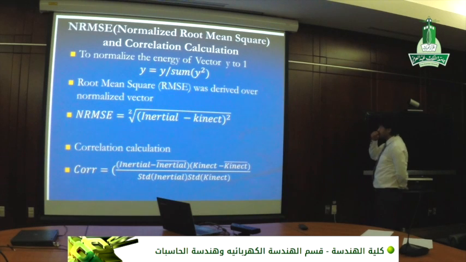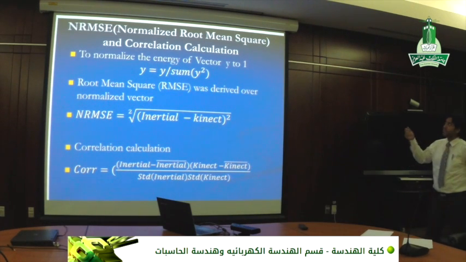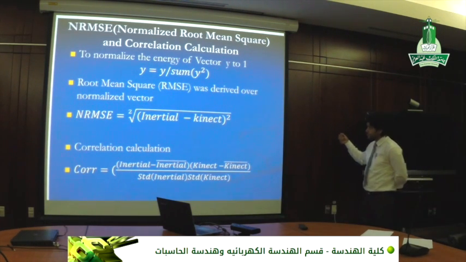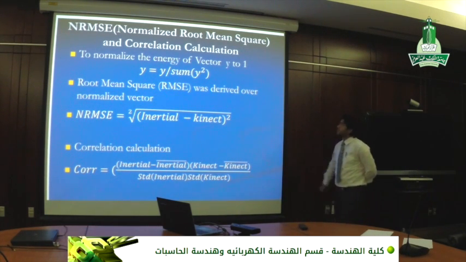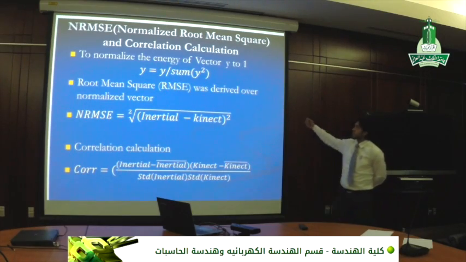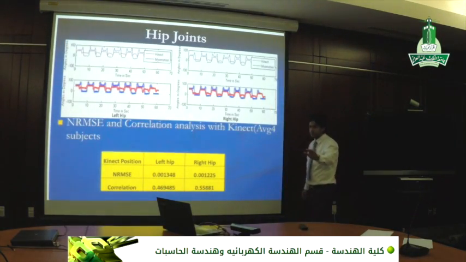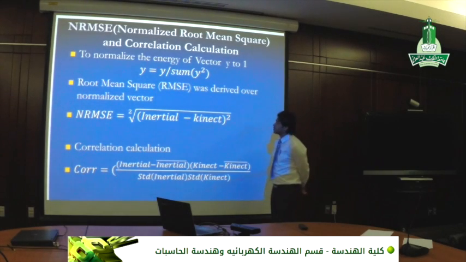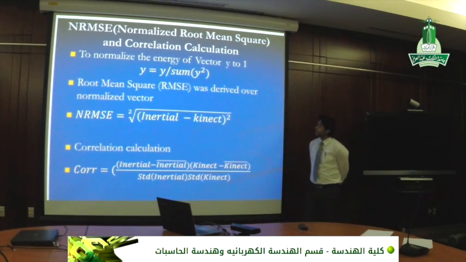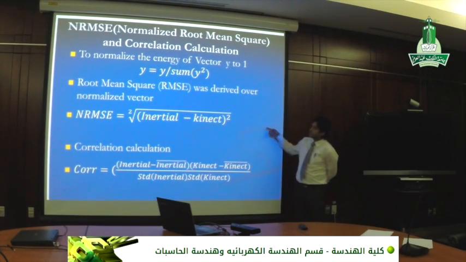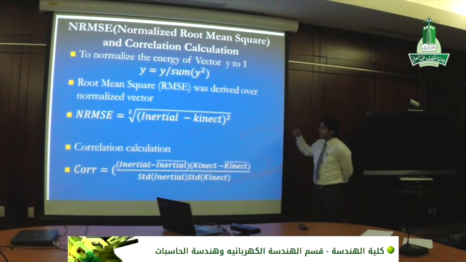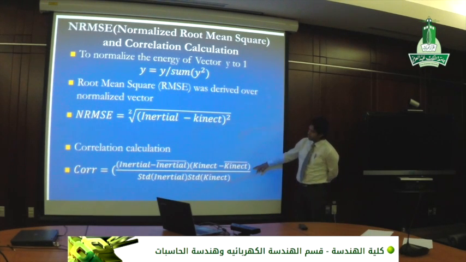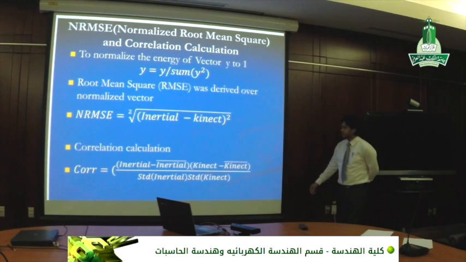In order to calculate the normalized root mean square error and correlation coefficient, we use this formula. The energy of the vector was normalized to 1 using the first equation, and root mean square was derived over the normalized vector to get the RMSE values between the inertial data and the Kinect data. The correlation coefficient was also calculated for the inertial and the Kinect data over the standard deviation of inertial and Kinect.